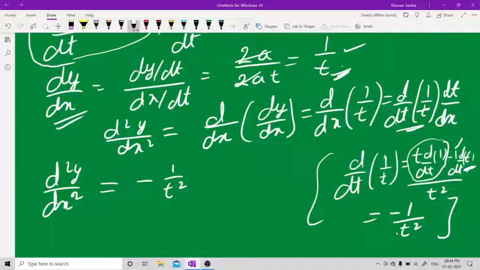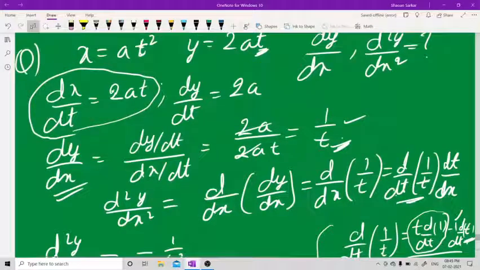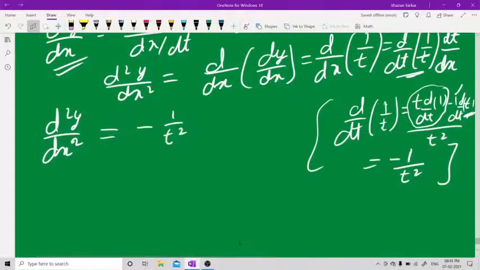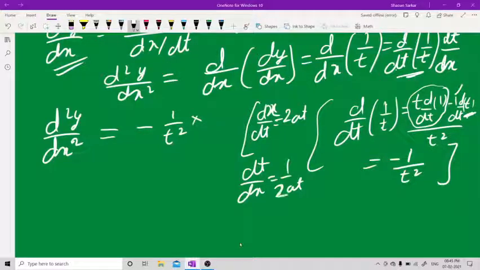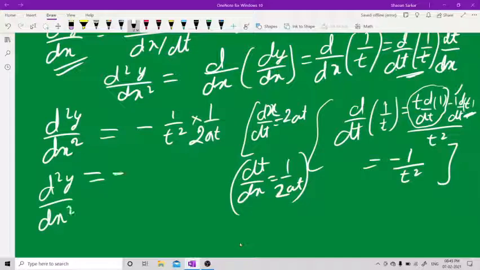Now dt/dx. What is dt/dx? See, what is dx/dt? dx/dt is 2at. Take the reciprocal. The reciprocal of this, the inverse, what will it be? dt/dx will be 1 upon 2at. So into 1 upon 2at, and d2y/dx2 would be minus 1 upon 2at cube. I hope you have understood this now.